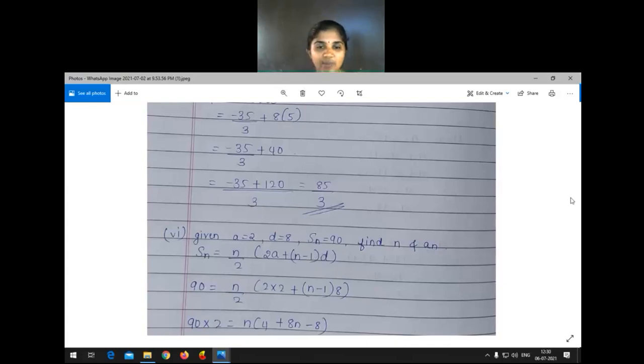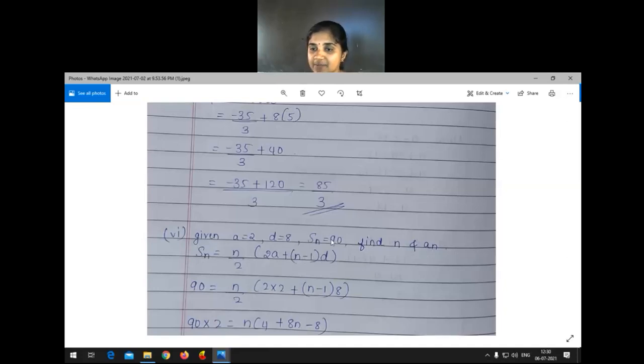Sixth question. Given A is equal to 2 and D is equal to 8. A is given, D is given. Then Sn is given, Sn is equal to 90. Find n and an. See here, Sn is given, so we all know the Sn formula. Sn is equal to n by 2 into 2a plus n minus 1 into d.